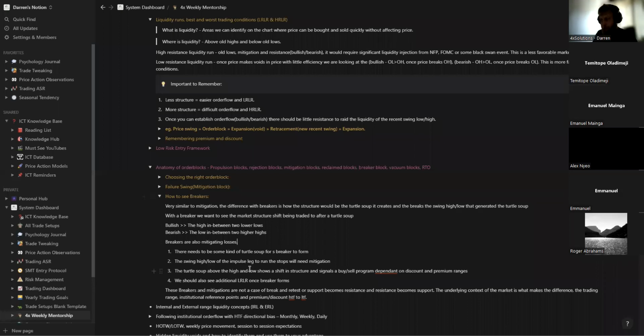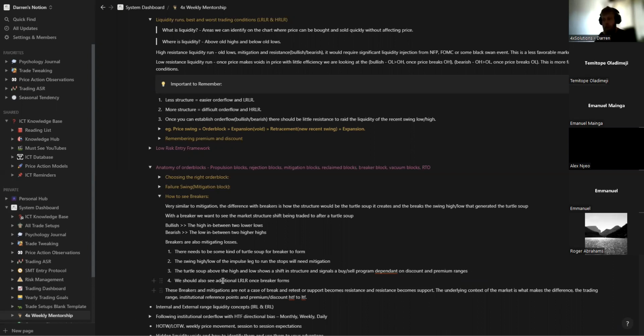Okay, so with a breaker, you can come and read through these anytime, but like I said, there needs to be some kind of turtle soup for a breaker to form. The swing high or low of the impulse leg to run the stops will need to mitigate. That's that swing low that we just suggested. The turtle soup above the high and low shows a shift in structure and signals a buy-sell program dependent on discount or premium ranges. Depending on what time frame you're looking at, there will be a premium and a discount and a breaker in between.